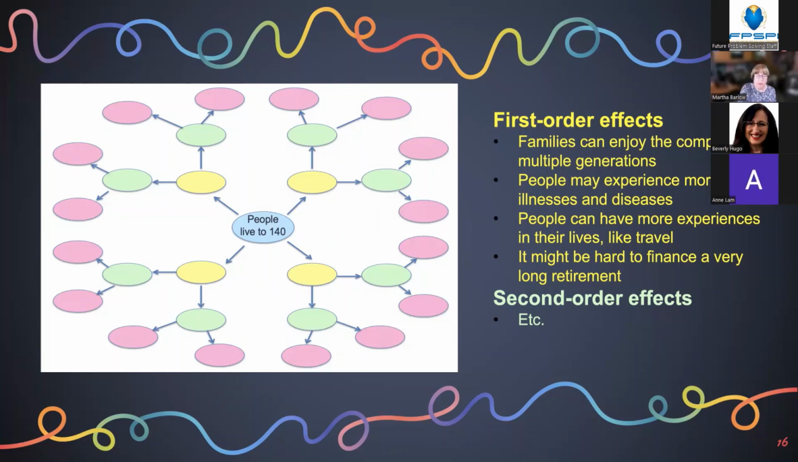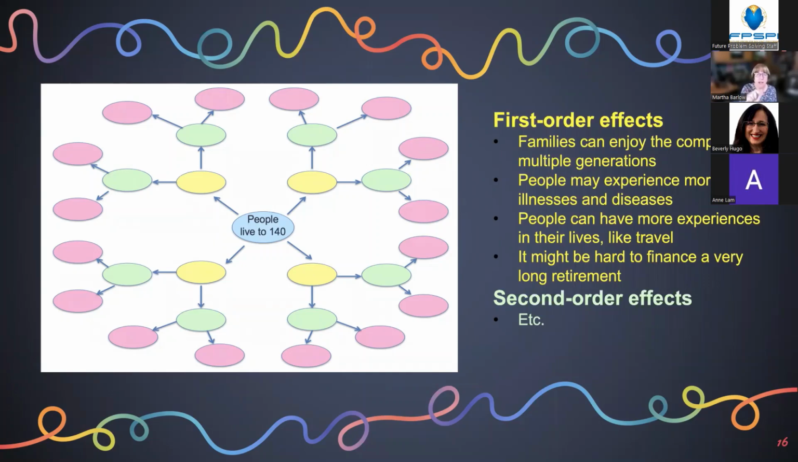So for example, the yellow circles here are called the first order effects. Families can enjoy the company of multiple generations. Oh, that would be positive. People may experience more illnesses and diseases. That might be a negative. People can have more experiences in their lives, like travel, positive. It might be hard to finance a very long retirement, potentially negative. But put those in the yellow circles.